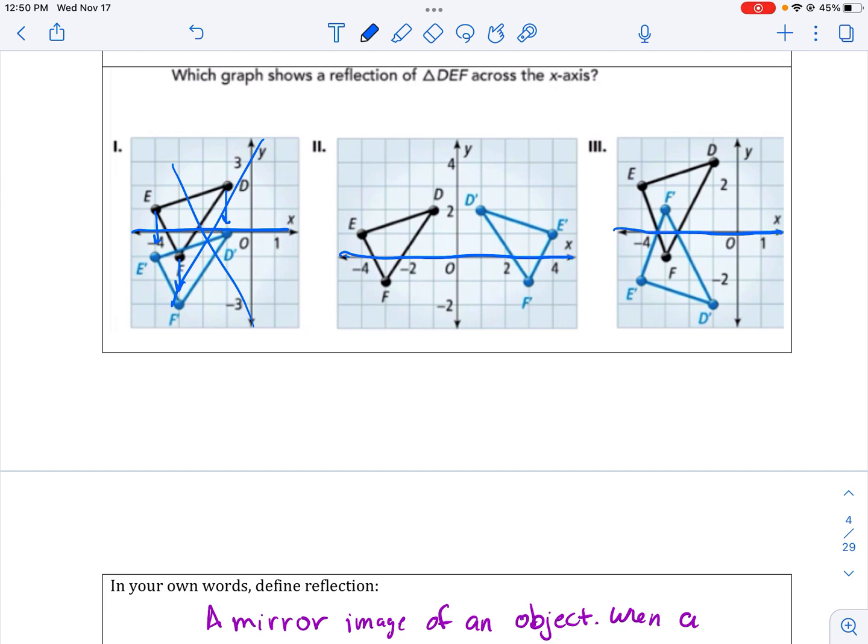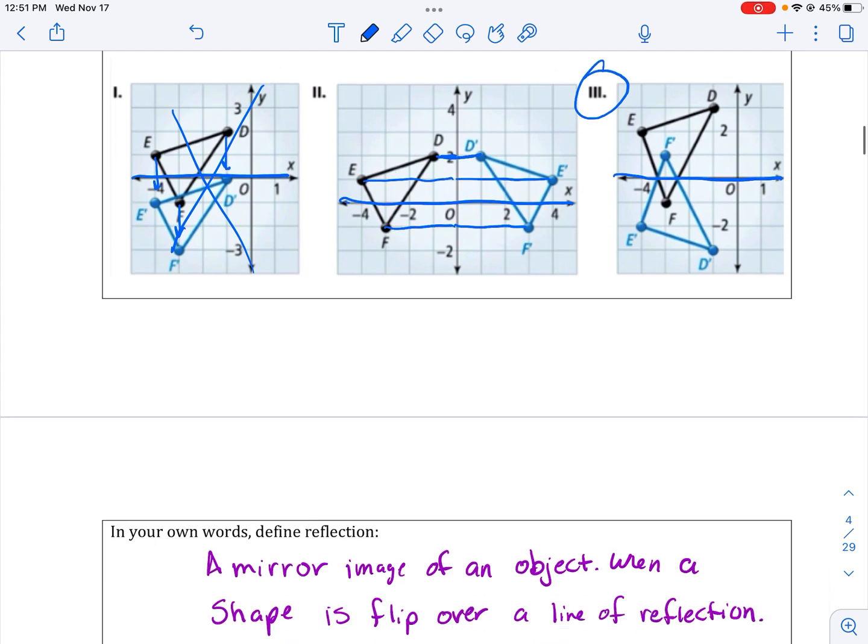That would be a reflection over the y-axis, because if you look, D is 1 unit to the left of the y-axis, 1 unit to the right is D prime. E is 4 units to the left. If I go 4 units to the right, there is E prime. F is 3 units to the left. F prime is 3 units to the right. That's showing a reflection over the y-axis, which means 3, this graph right here, is a reflection over the x-axis.